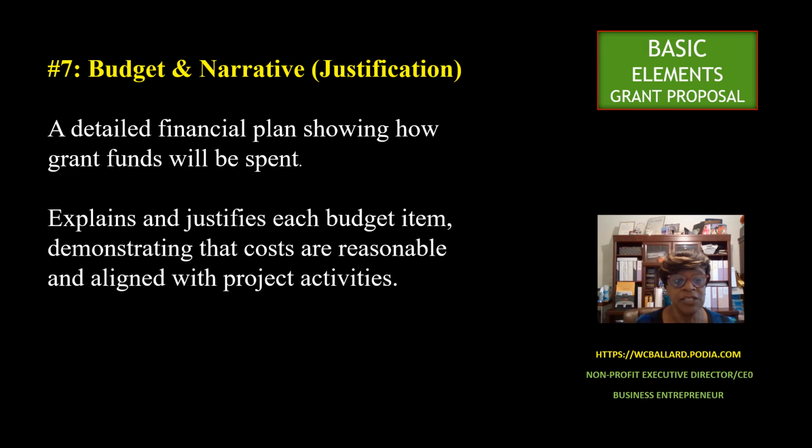Number 7, your budget and narrative or your justification. So you have to provide a detailed financial plan showing how your grant funds are going to be spent. And then you have to explain what each of those numbers mean. That's why you always have a budget narrative and actually a physical budget.